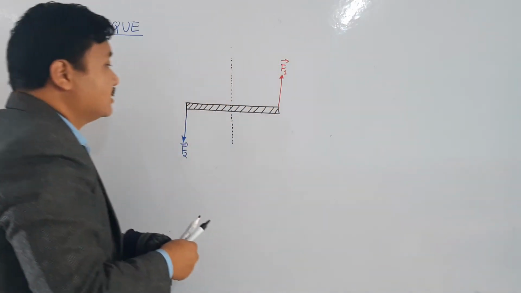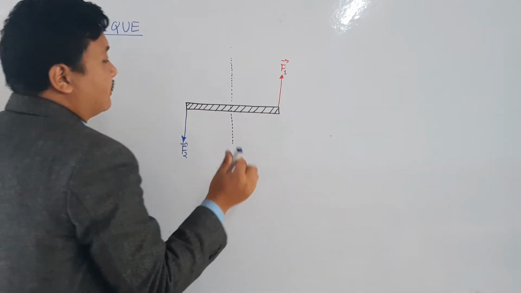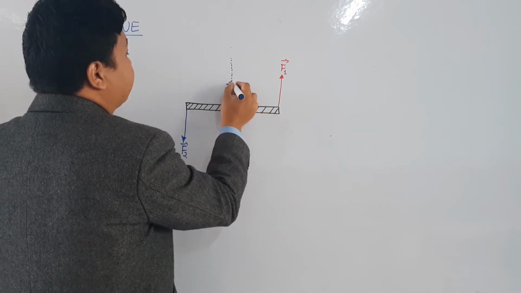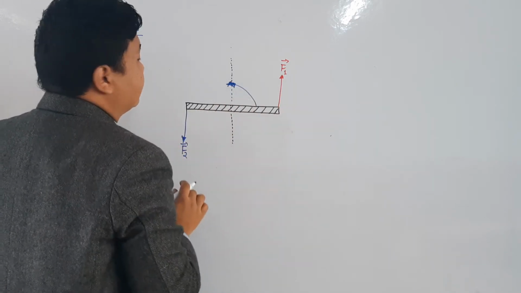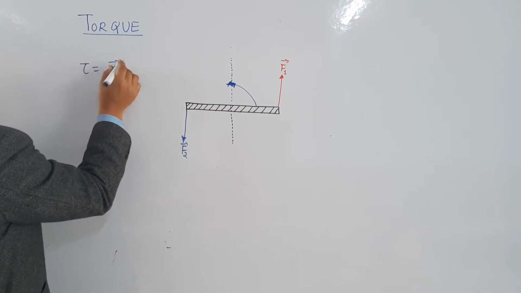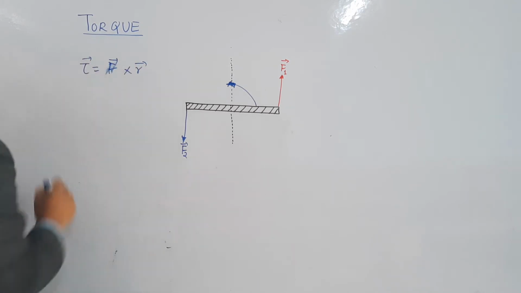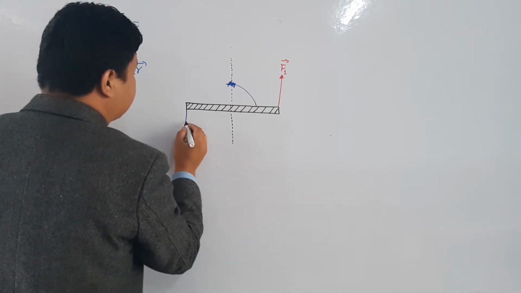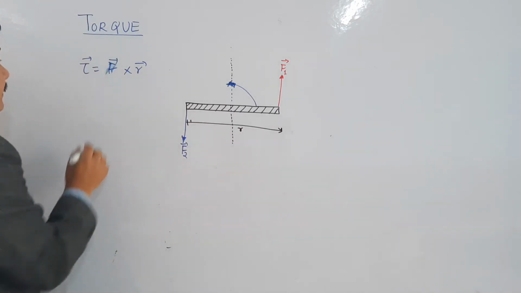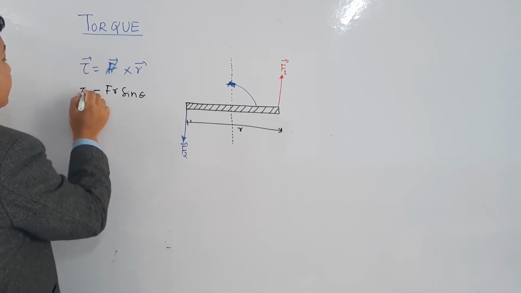So this is force going upward, force going downward, acting in different lines. It will give a rotation, a turning effect, because of the couple of forces, and this is called my torque. Torque is equal to r cross F, the distance cross force. What is this distance? This distance between the forces is r. So this is equal to F r sine theta in magnitude.